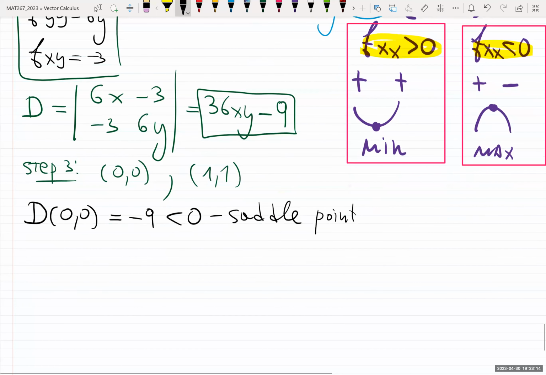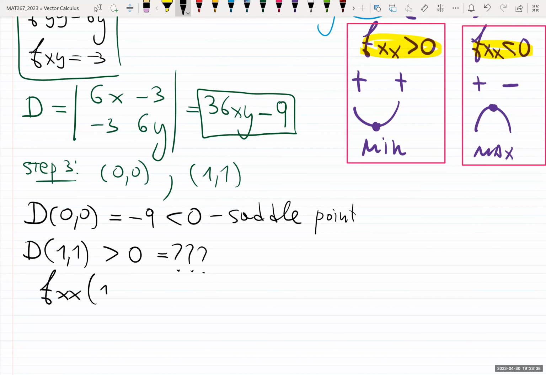So at (0, 0), we have a saddle point. D at (1, 1) gives you, I don't care about the number, I care about the sign. So it is 36 minus 9, which is positive. That is either min or max. So no idea. Need to add one more piece of information.